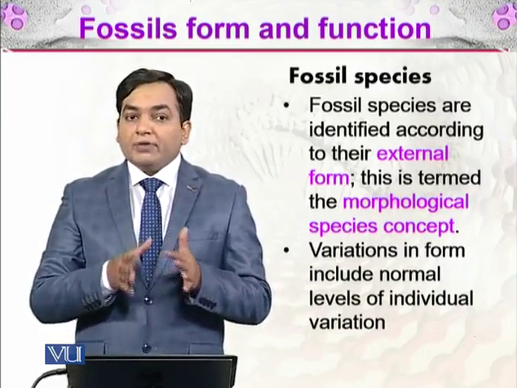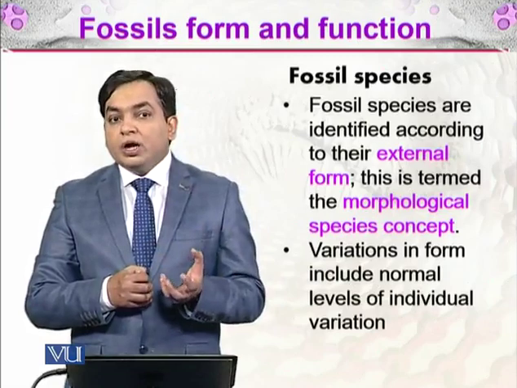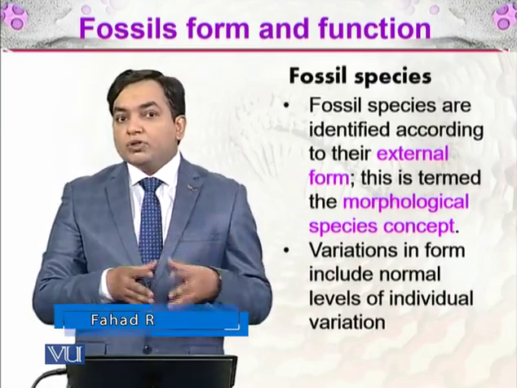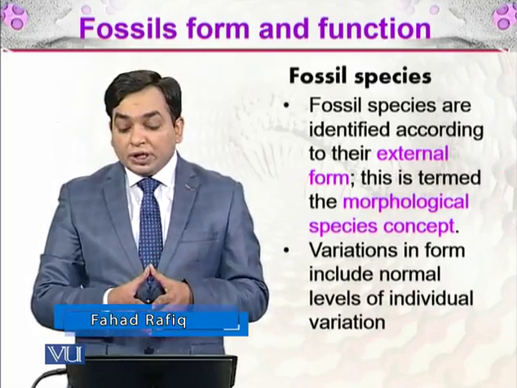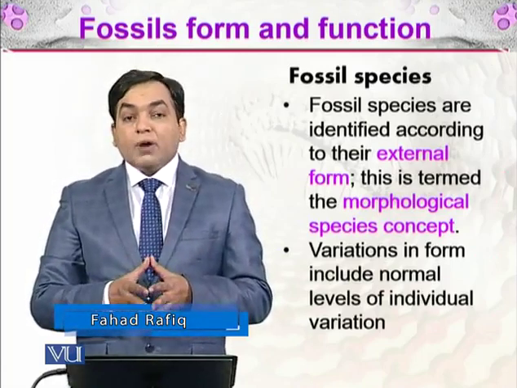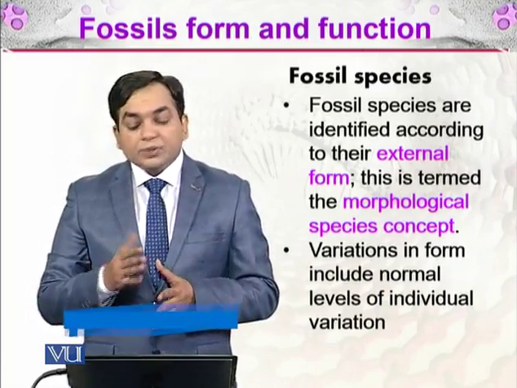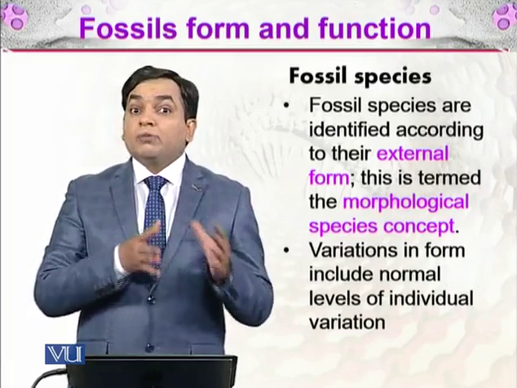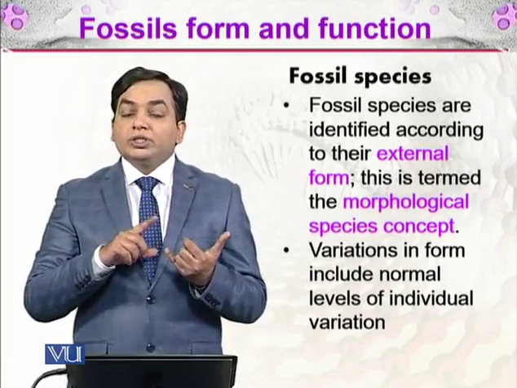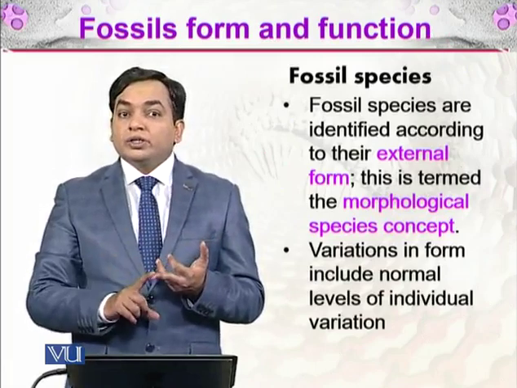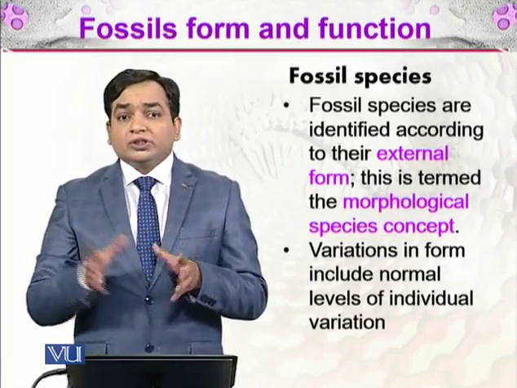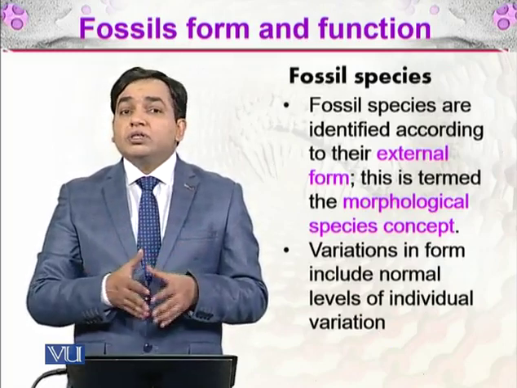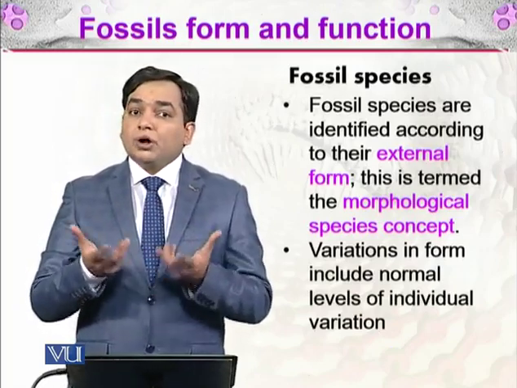If we have to study a particular species in fossil form, we will look at its external form, because that's the only thing we are able to see. This is termed the morphological species concept. The biological species concept was quite complex, right? There we can see DNA, RNA, organ structure, bone structure, everything, because we have the organism. But in the case of fossils, we are only able to see their appearances.